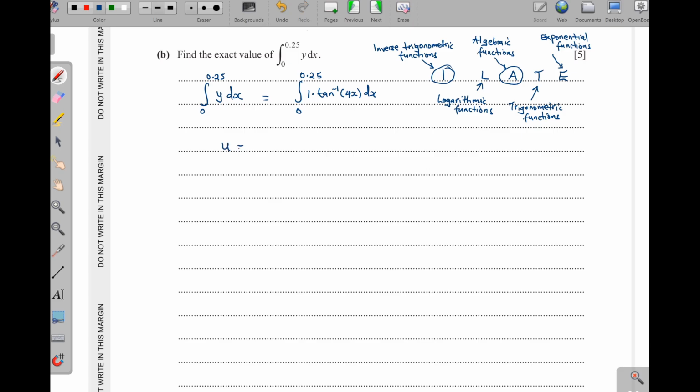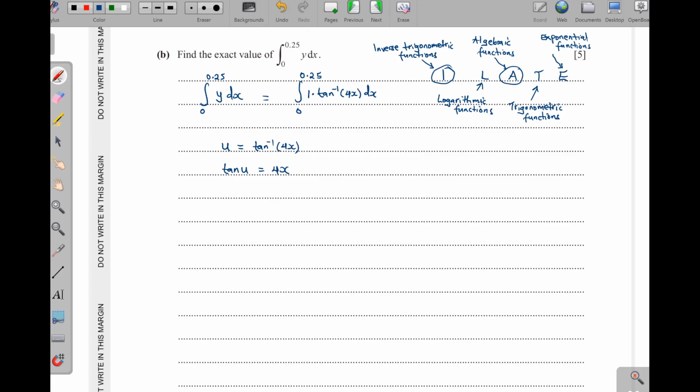So our u is therefore going to be equal to the arctan of 4x. Now, from here, when you bring it this side, that is tan u, which is equal to 4x. Then we are supposed to get what? du dx.